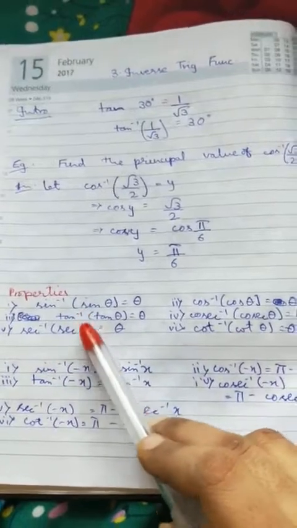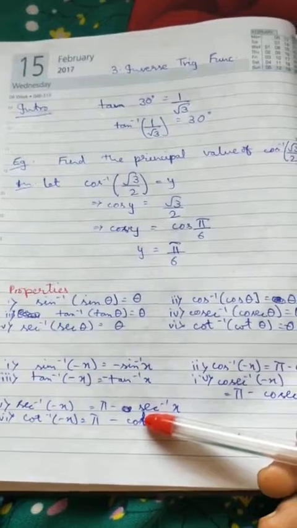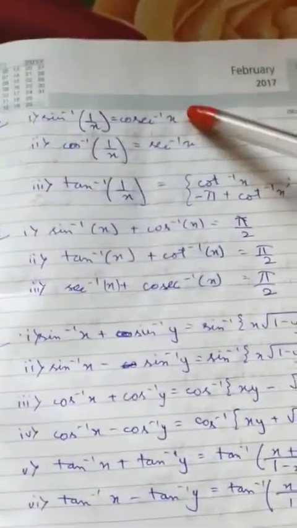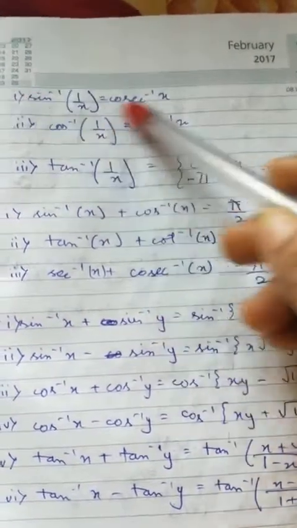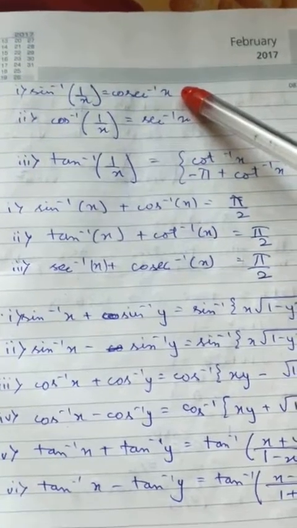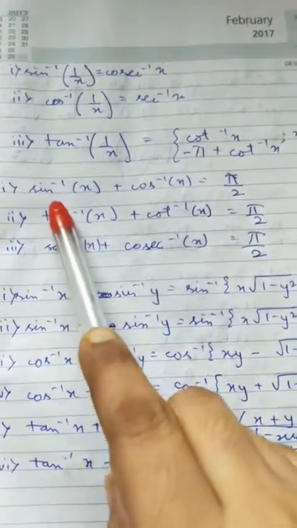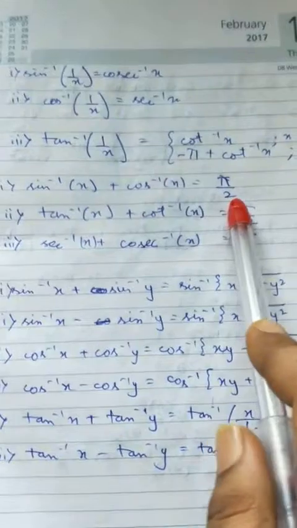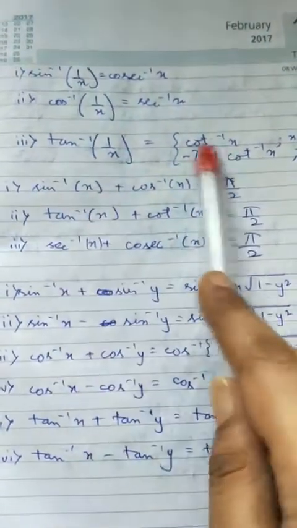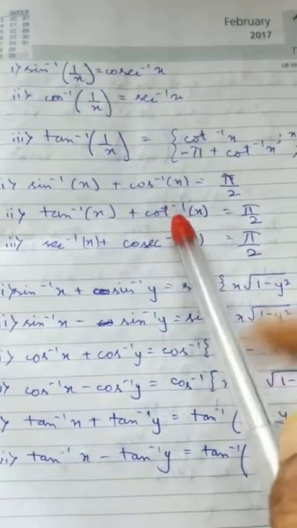A few important properties are written here. You can refer to them here, or else you can also refer to them from your books. One of the most important properties is sin inverse 1 by x is equal to cosec inverse x. This we are obtaining from the concept that sin x is equal to 1 by cosec x. Another very important identity is sin inverse x plus cos inverse x is equal to pi by 2. This is obtained from the trigonometric identity sin theta plus cos theta is equal to pi by 2. Similarly for the other two relations.